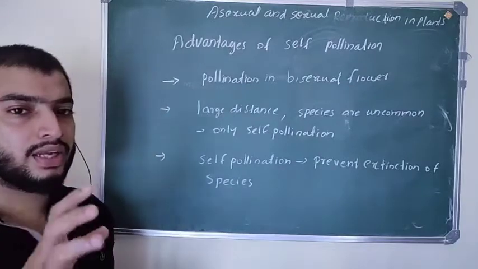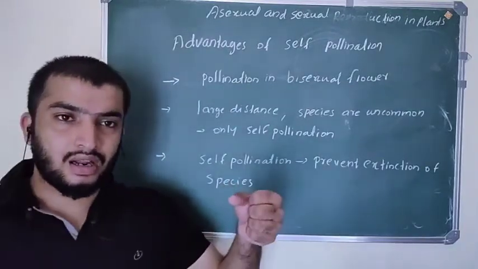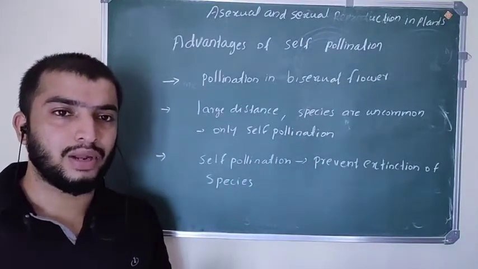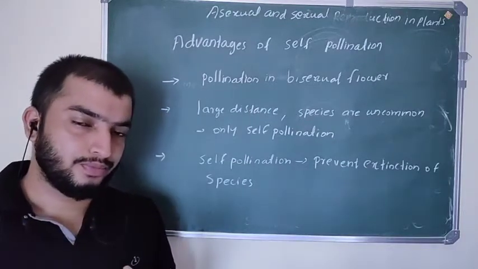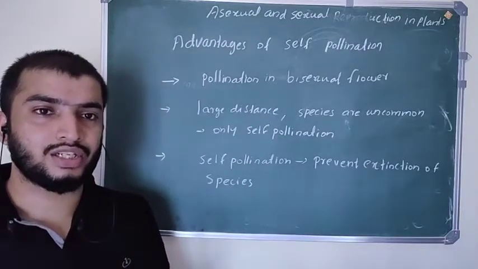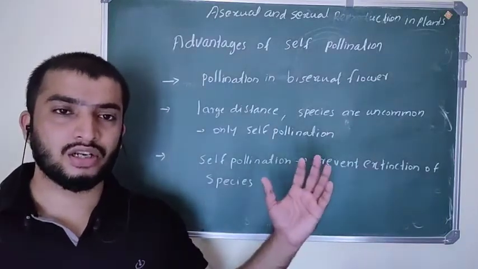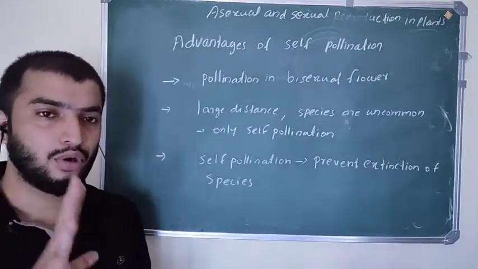Okay, then second advantage: if the plants are at a long distance, and the members of the species are uncommon, then to take pollination, plants depend on self-pollination. If two plants have a long distance, cross-pollination is not possible. So plants depend on self-pollination.